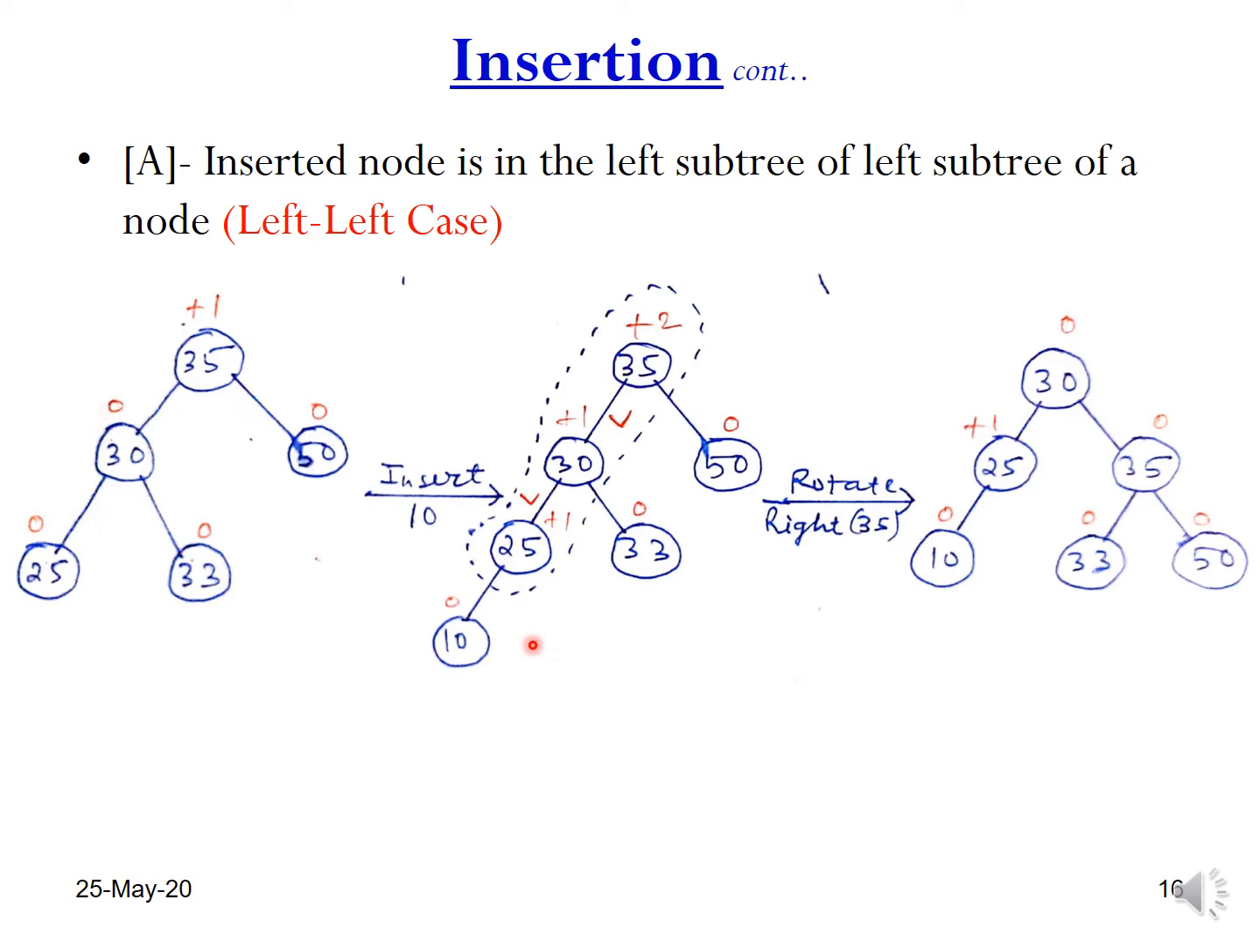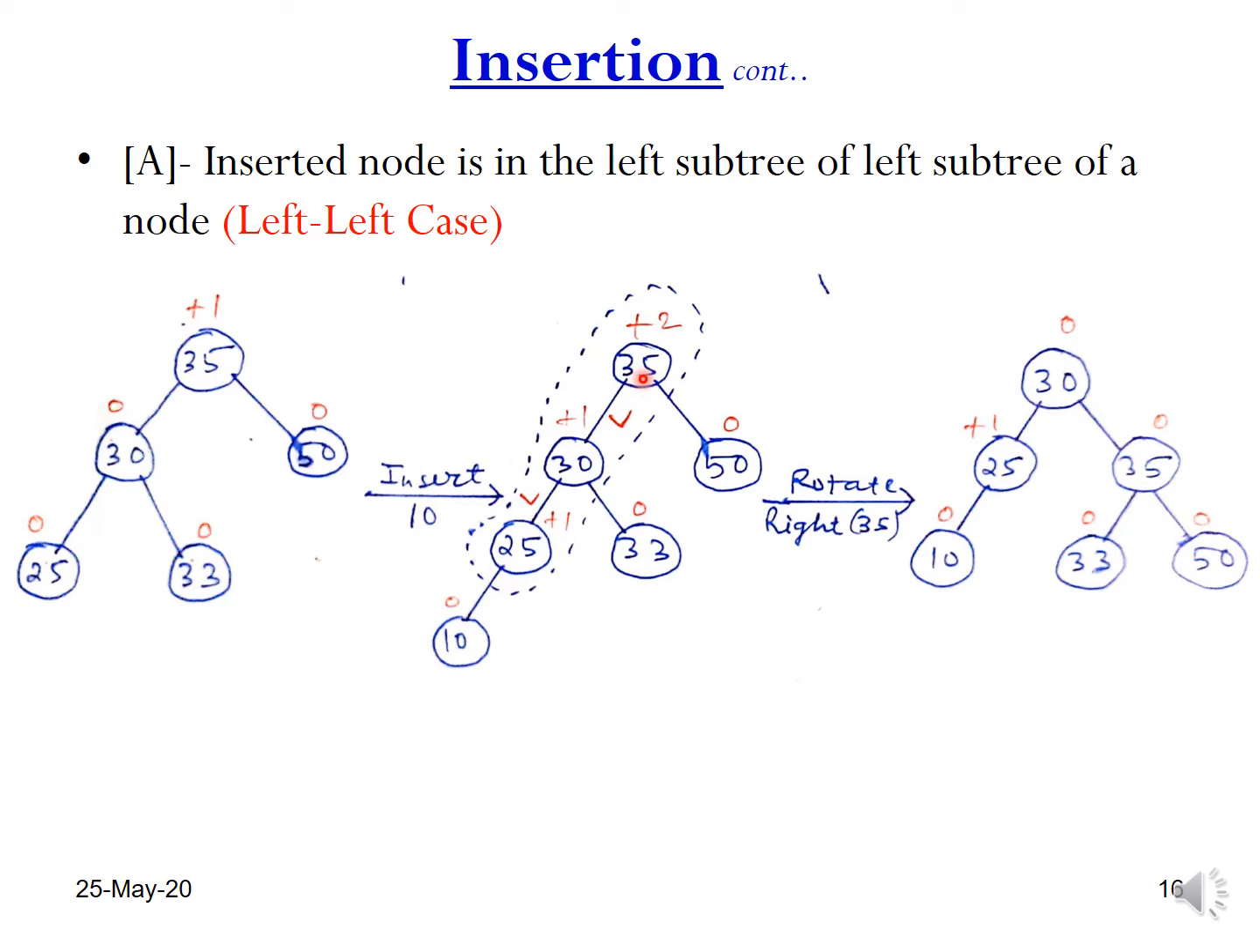Now we recheck, or calculate, the balance factors. All the leaf nodes have balance factor 0, so the balance factor of this 10 is 0. The balance factor of 25 is 1 minus 0, because the height of the left subtree is 1 and the height of the right subtree is 0, so this is plus 1. This is also plus 1, because the height of the left subtree is 2 and the height of the right subtree is 1.